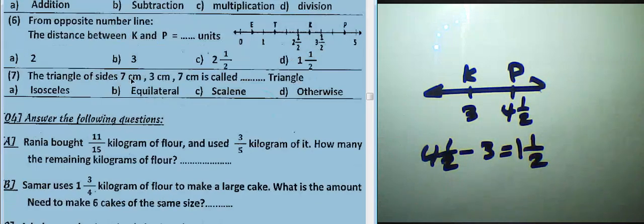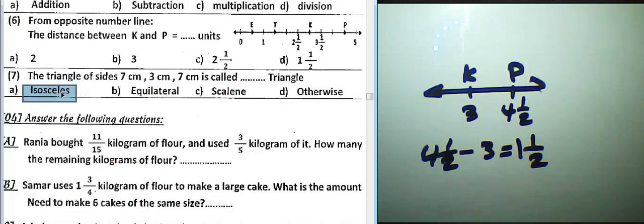Triangle of 5 centimeters, 3 centimeters, 7 centimeters. We call it an isosceles triangle because we have here 2 sides of equal length.